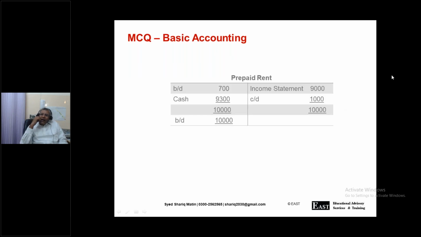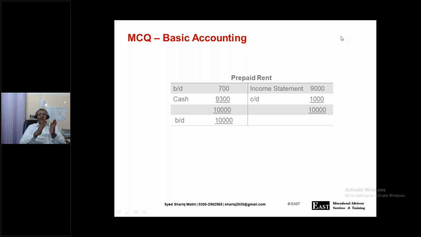Look at my answer. My prepayment at the beginning of the period is 700, and I received an invoice of 9,300, which was paid. So the total amount that I recorded was 10,000: the 9,300, which I paid in this period, and the 700 prepayment at the beginning of the period. Out of this 10,000, I transfer 9,000 to my income statement as expense for the period.